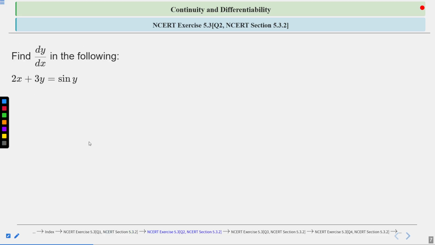Okay. Next question is again, find dy by dx in the following, where 2x plus 3y is equal to sine y. It is given that 2x plus 3y is equal to sine y, and we basically have to find dy by dx. It is question number 2, NCERT exercise 5.3. So you have 50 seconds again to solve this question. After that, we'll move to the solution part.